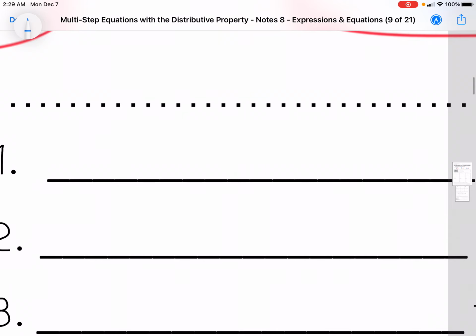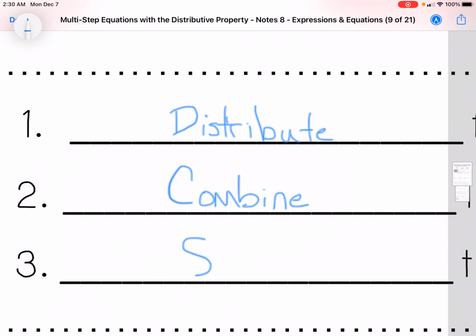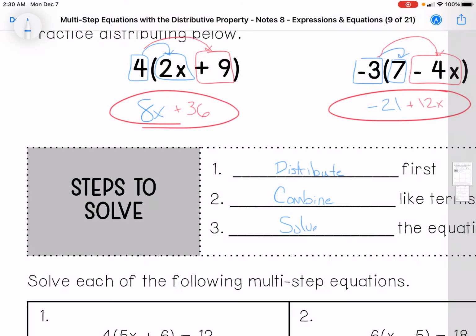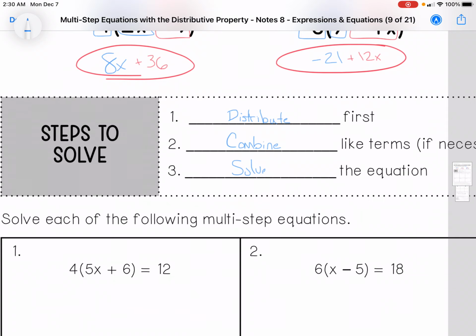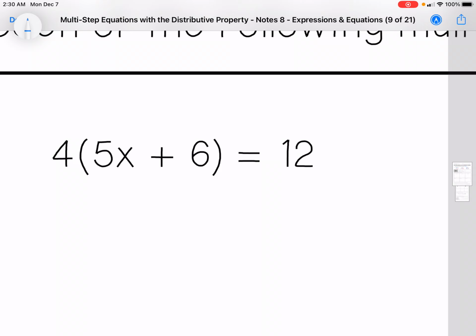All right, step number 1, distribute. Number 2, combine like terms, which we could not do above, but we'll be able to do in a minute. And number 3, solve the equation. Okay? All right, so it says solve each of the following multi-step equations. Okay, so this looks really complicated, but it's really not. Okay, we're going to do distributive property.